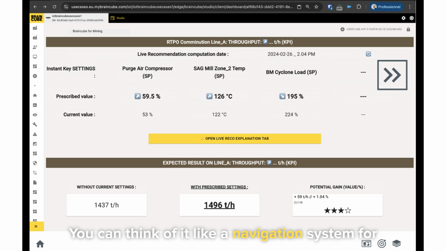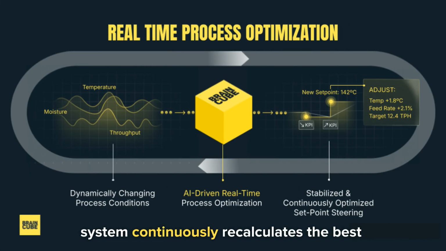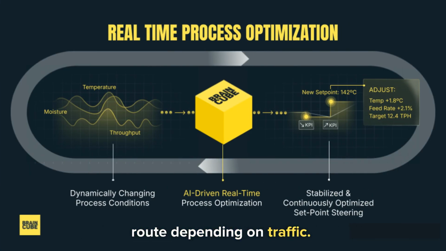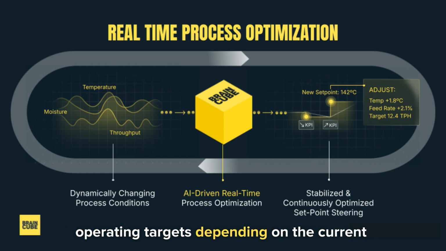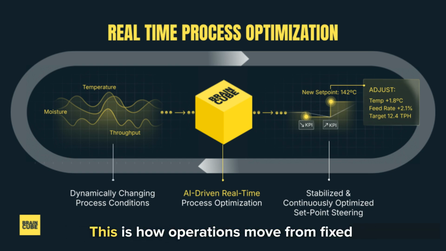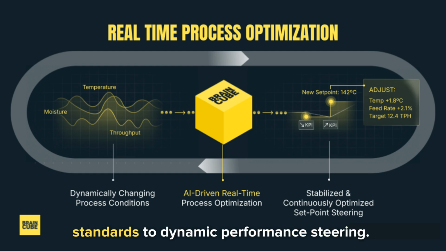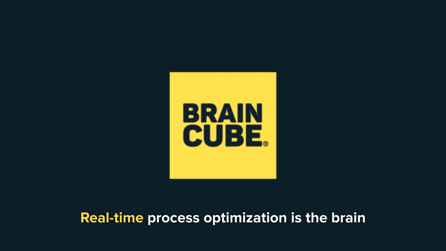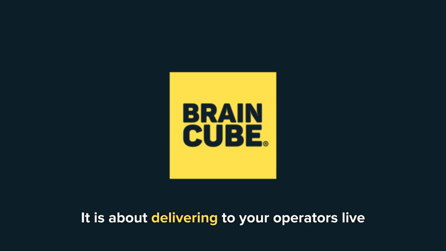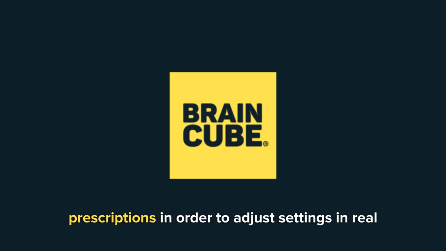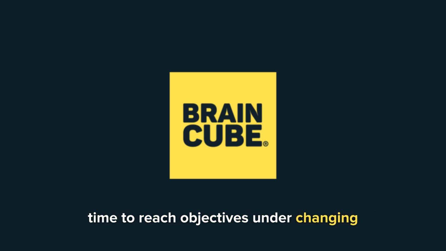You can think of it like a navigation system for industrial operations. Just like a navigation system continuously recalculates the best route depending on traffic, Braincube continuously recalculates the best operating targets depending on the current conditions of the plant. This is how operations move from fixed standards to dynamic performance steering. Real-time process optimization is the Braincube new product that transforms how to steer the process. It is about delivering to your operators live prescriptions in order to adjust settings in real time to reach objectives under changing conditions.